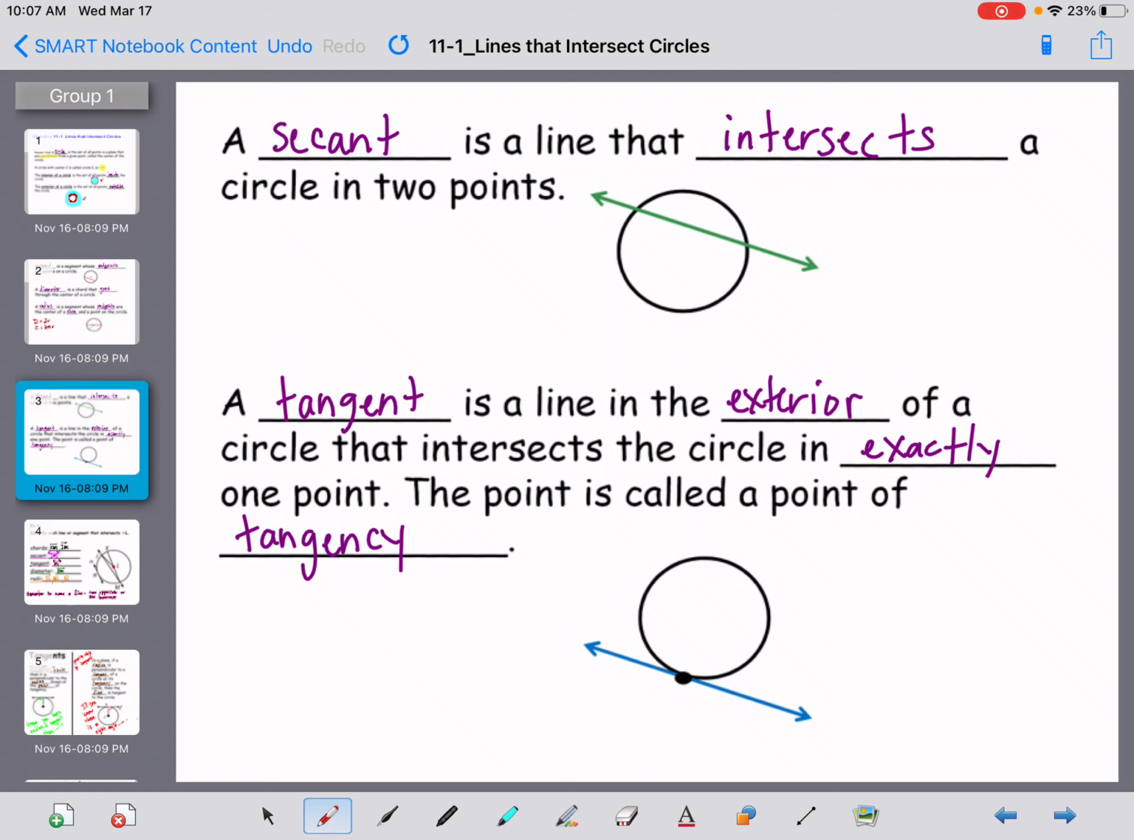A tangent is a line in the exterior of a circle that intersects the circle in exactly 1 point. The point is called a point of tangency. So right there, that tangent line touches in exactly 1 point. Tangent lines are extremely important in practical applications. They're super important.